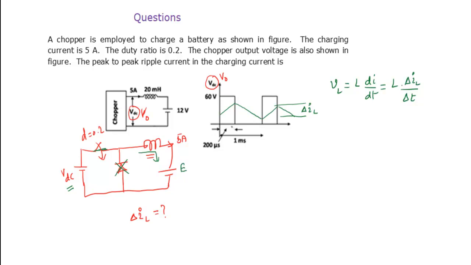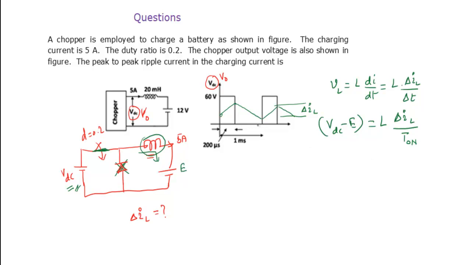So during T on, the voltage appearing across the inductor is important. That means when the diode is not in conduction and the switch is in conduction, the voltage across the inductor is nothing but source voltage minus back EMF. So VDC minus back EMF equals L into the change in inductor current, which is what we need to calculate, divided by the time taken for this change from minimum to max value, that is nothing but T on. Okay, so T on.